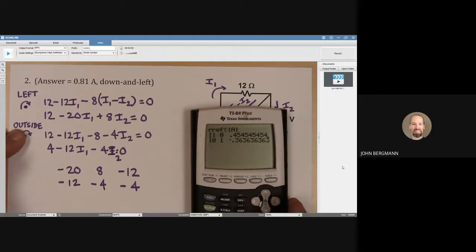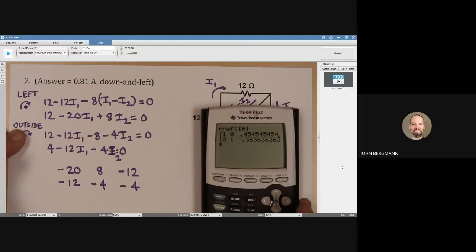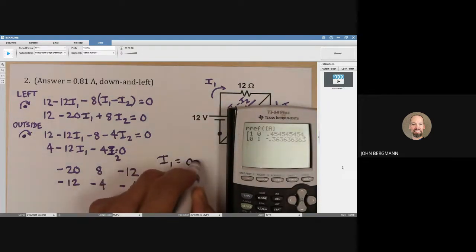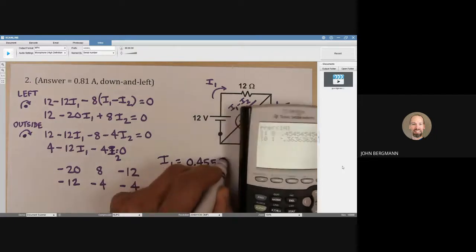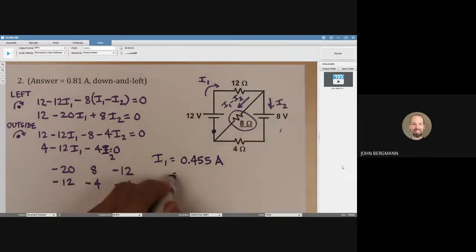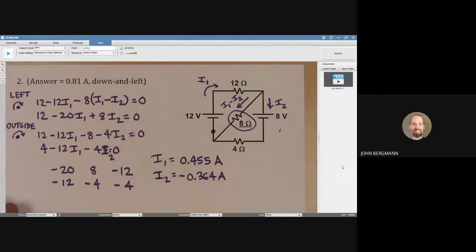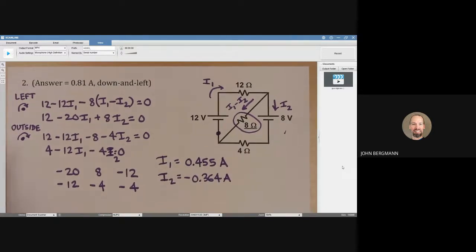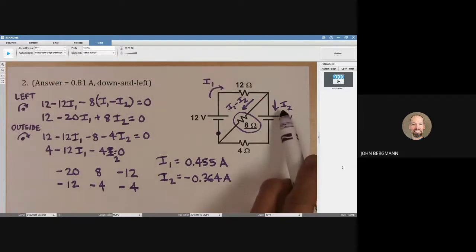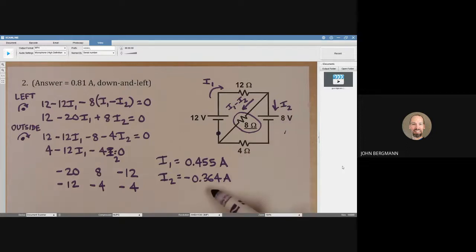All right, let me write these down. I got I1 to be 0.455 roughly. I1 is 0.455 amps, and I2 is negative 0.364 amps. What does that mean? Well, it means that we guessed correctly which way I1 went. 0.455 amps, it does in fact go this way. But this I2 that I've drawn here doesn't actually flow in that direction. The current flows opposite that.